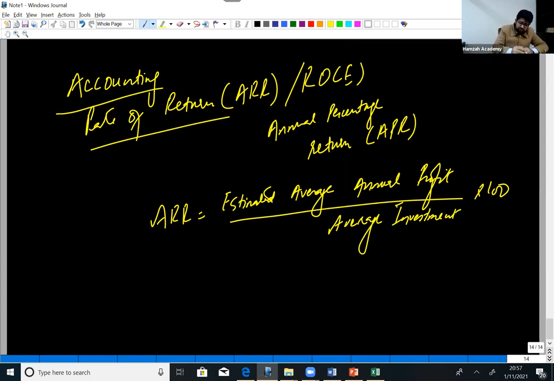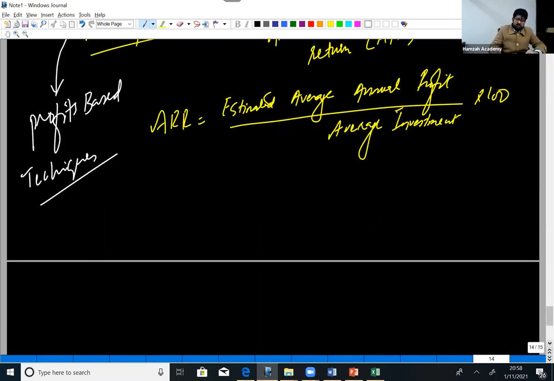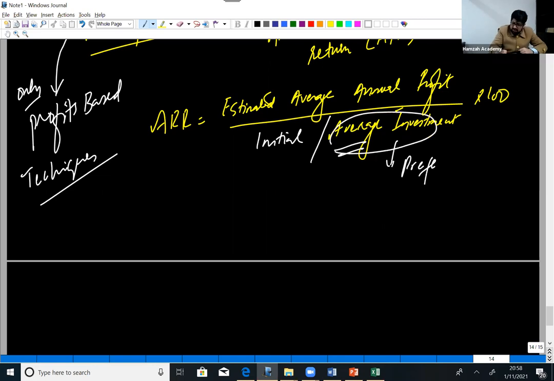Students, as I wrote here, this is the technique which is profits based. Profit is utilized. Remember, this is the only profit-based technique among the five techniques I mentioned on the previous page. Now, I will elaborate it with an example. Sometimes you may find initial investment instead of average investment. Remember, average investment is encouraged by the examiner. This is preferable.